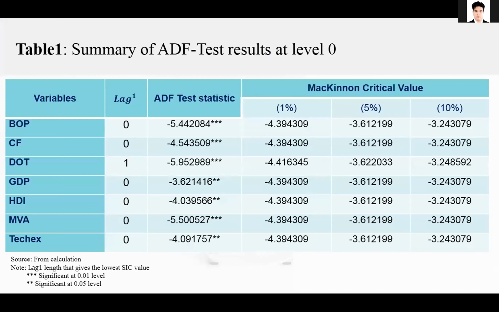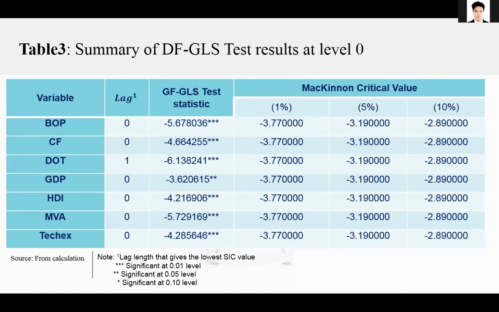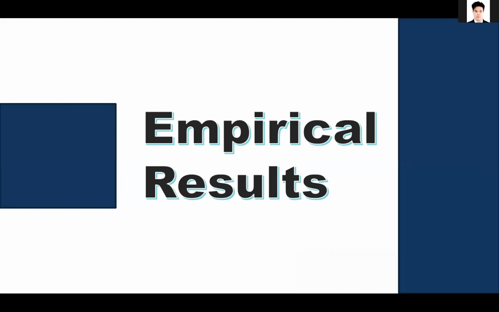Here is the result of the ADF test. From the ADF test in this table, the data is stationary, and the PP test and the DF-GLS test are also stationary. That means all variables are good to use in this study. After that, we move on to the models that we use in this study.